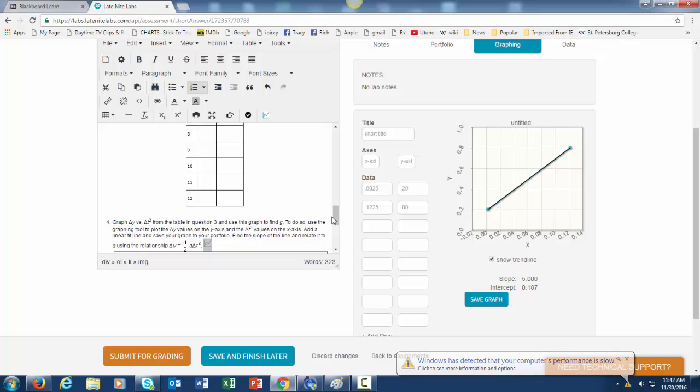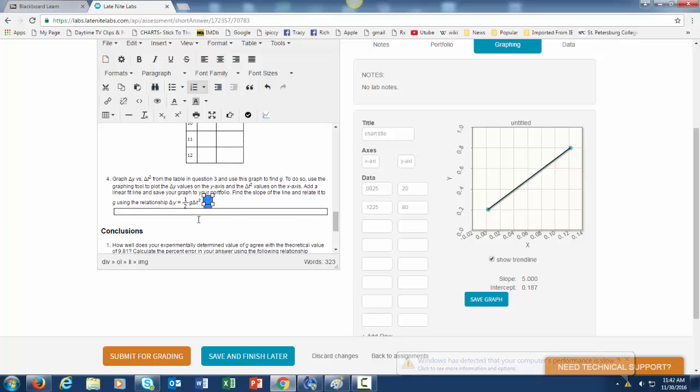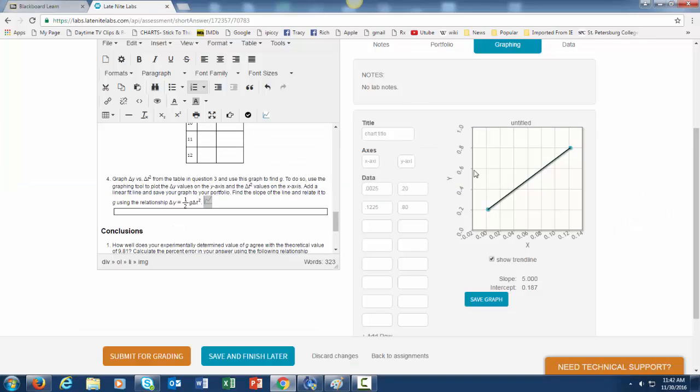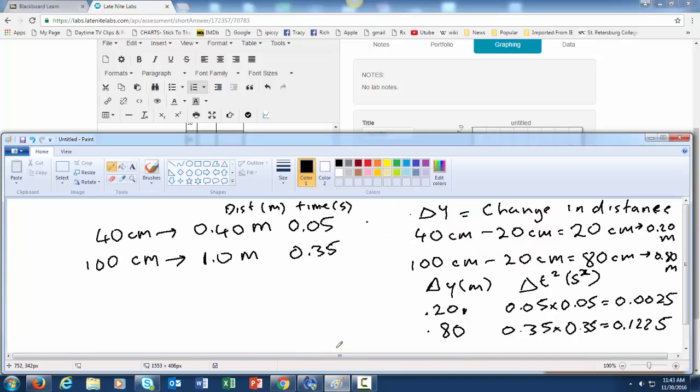So then it asks how we could calculate g using this data here. Now, if you remember what you learned in high school regarding slopes, it's always change in y over change in x. So that's what we're going to be looking for, change in y over change in x. So let's go to that and take a look.